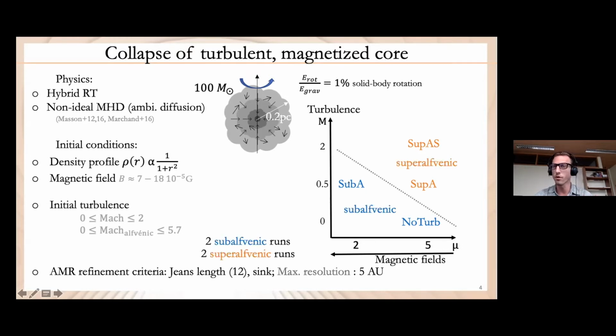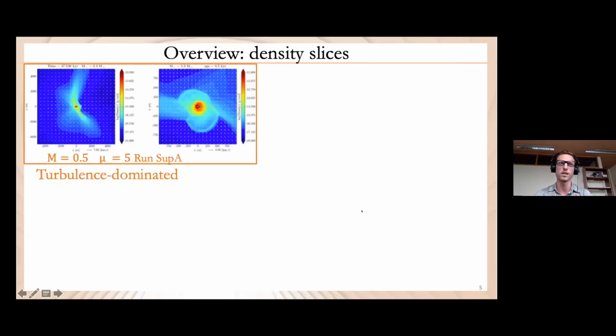This way, we have 4 simulations, 2 of them here in orange, where turbulence is super-Alfvénic, meaning that it dominates over magnetic fields, and 2 of them in which turbulence is sub-Alfvénic, so it will be dominated by magnetic fields. So let's take a look at the density slices. Here on the left, it will be in the outflow plane, and on the right in the disk plane, starting from one of the 2 turbulence-dominated cases.